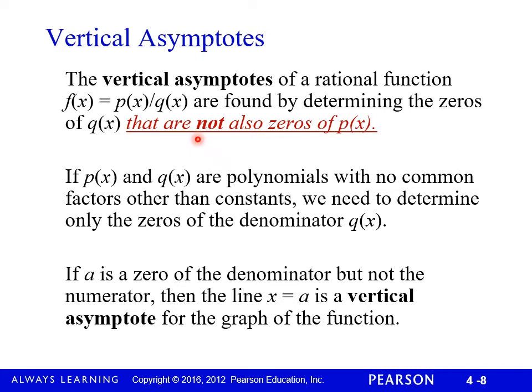So if something is a zero of the numerator and the denominator, this means that it's a factor in both, okay? And that's the common thing, and we'll look at what kind of element that creates on a graph. If a is a zero of the denominator but not the numerator, then the line x equals a is a vertical asymptote. It is very important that you put this in this format, x equals a constant value, not just say that 3 is the vertical asymptote. No, x equals 3 is the vertical asymptote. It's always a line for the graph of the function.